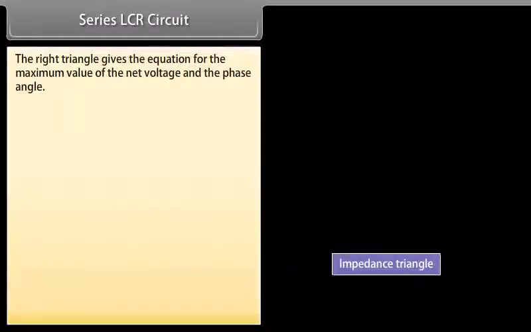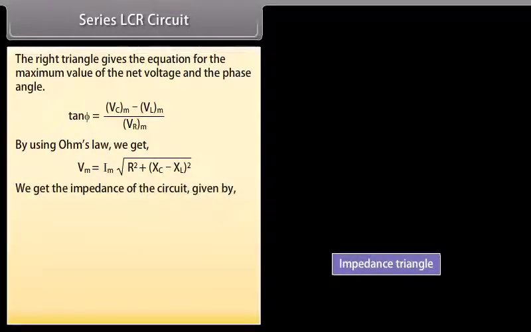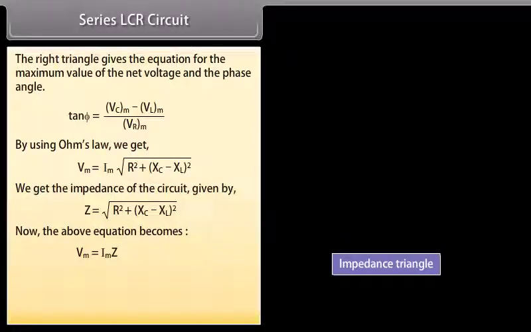The right triangle gives the equation for the maximum value of the net voltage and the phase angle. Tan phi is equal to VC maximum minus VL maximum upon VR maximum. By using Ohm's law, we get Vm is equal to Im multiplied by under root of R square plus XC minus XL square. We get the impedance of the circuit given by under root of R square plus XC minus XL square. Now, the above equation becomes Vm is equal to product of Im and Z.